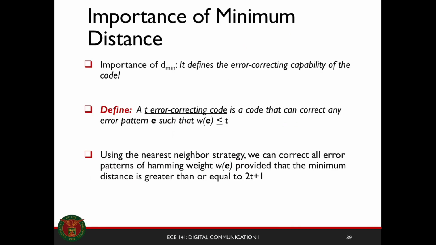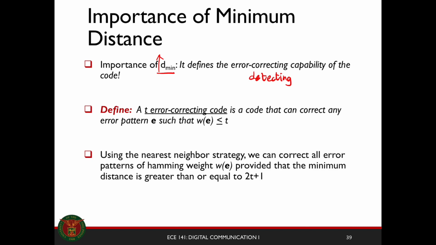So that is the importance of minimum distance. It defines the correction and detection capability. So even if you're not correcting, just detecting, it defines your detection and correction capability of the code. In general, we want a higher minimum Hamming distance. Those are the examples of codes I've shown you in the previous part of the lecture.